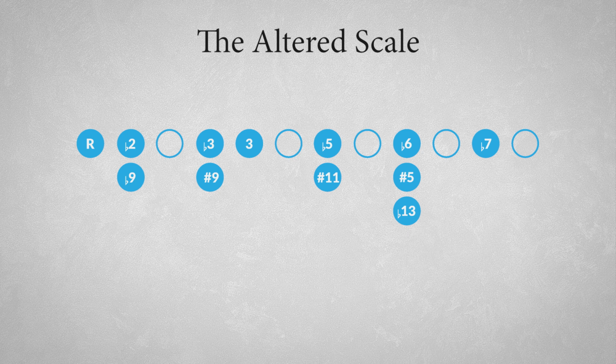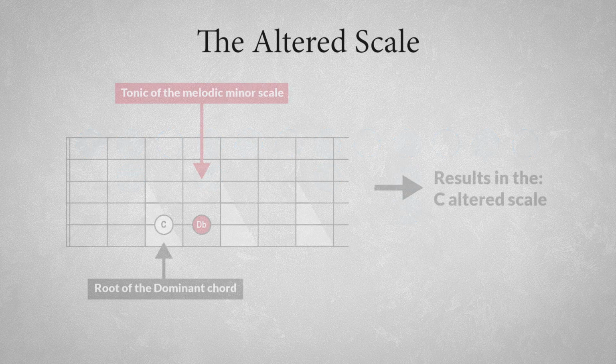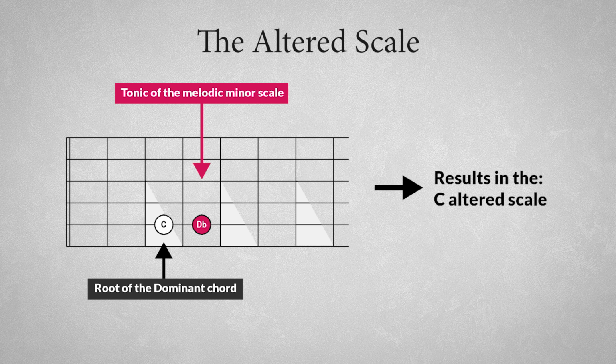In this scale we find the tonic, the minor 2nd or flat 9, the minor 3rd or sharp 9, the diminished 4th or major 3rd, the diminished 5th or sharp 11, the minor 6th or flat 13th, and the minor 7th. Now to quickly find the pattern of the altered scale, you could start the melodic minor scale a semitone higher than the tonic of the dominant chord you wish to improvise over.